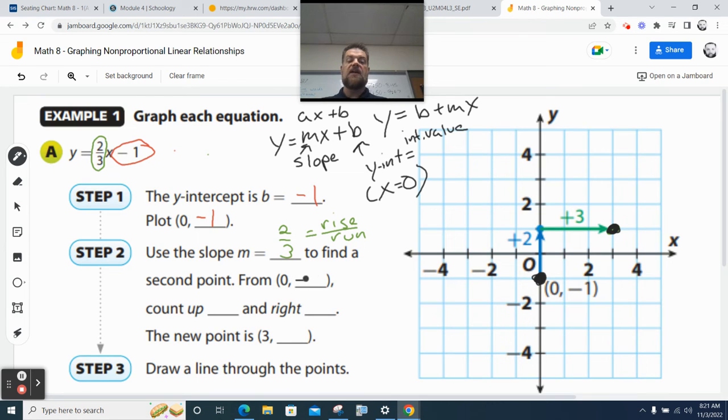From 0, comma, -1, count up 2 and go to the right 3. That's because we have a positive 2, so that means my rise is going to go in the positive y direction, which means up. This is a positive 3, so that means I'm going to go in the positive x direction because that's my run, and that means I go to the right. So the new point, what's this point right here? 3, comma 1. Right. So now we just draw a line through the points.